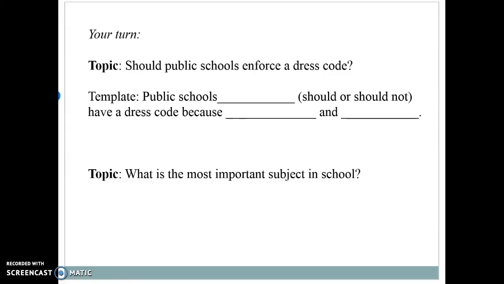Your topic is, should public schools enforce a dress code? I've given you a template here, so you can copy this down in your notes. Public schools blank, so there you would write should or should not have a dress code because blank and blank. So provide 2 reasons. See if you can come up with your own thesis using this template. I'll give you just a minute.